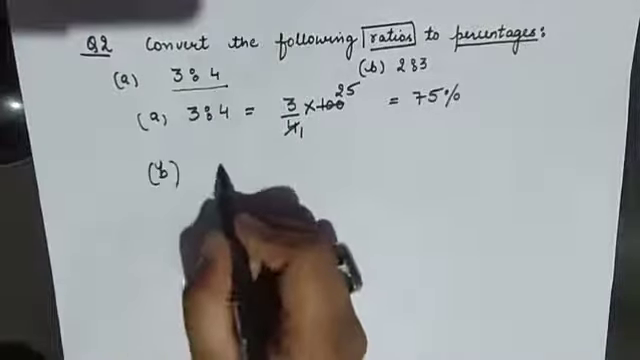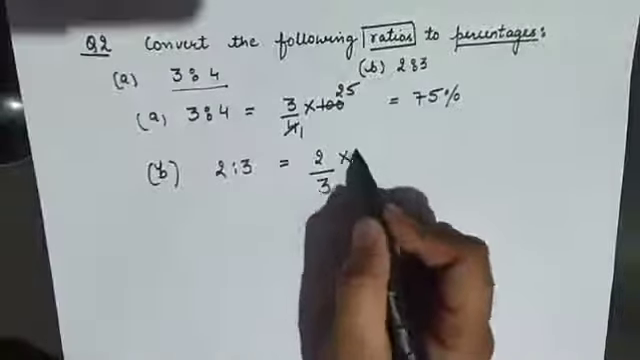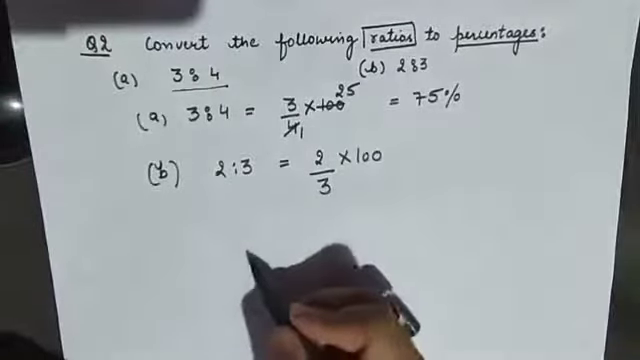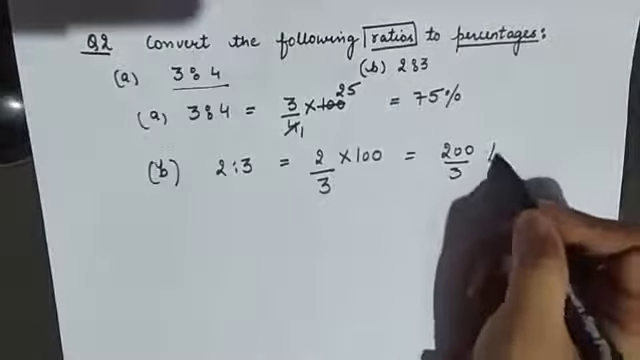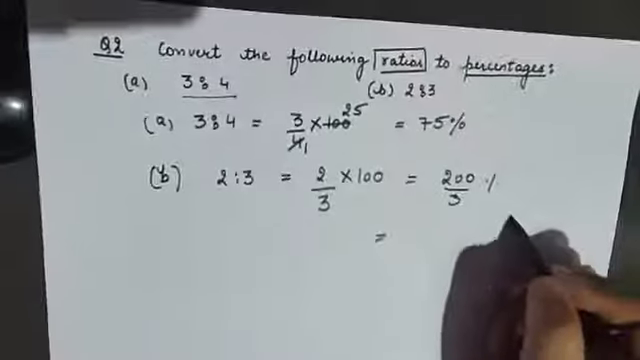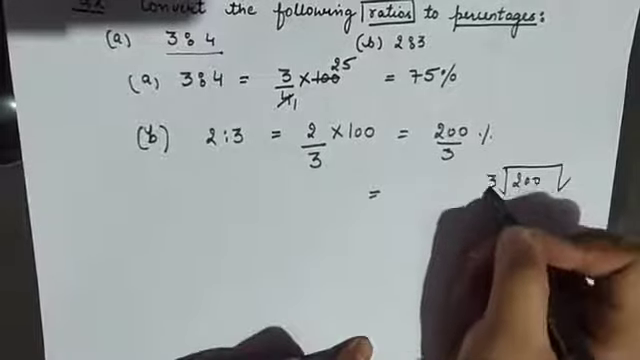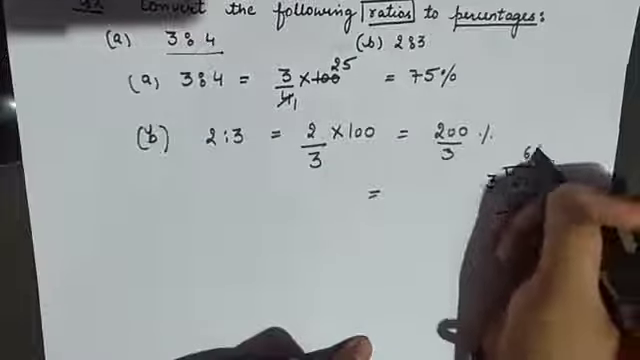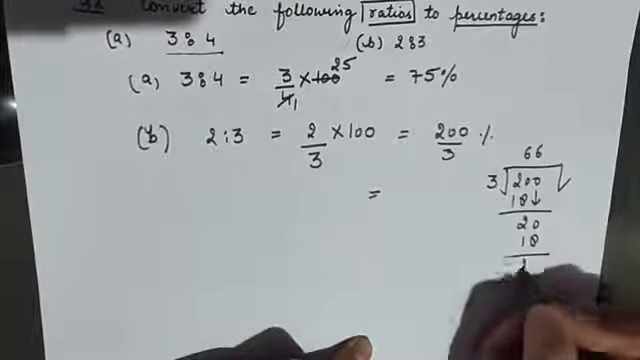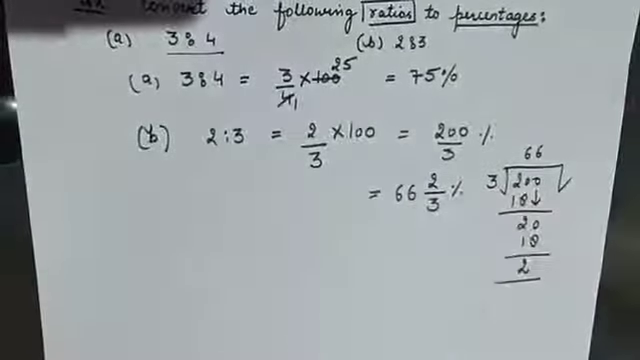So let us see part number 2. It is 2:3. Firstly I will write it in the form of a fraction, that is 2/3, and multiply it by 100. So the answer will be 200 upon 3%. If I divide 200 by 3, let's see what answer I get. 3 sixes are 18, and I will be left with 2 here, so the answer will be 66 2/3%. So these are the two parts of this question number 2.